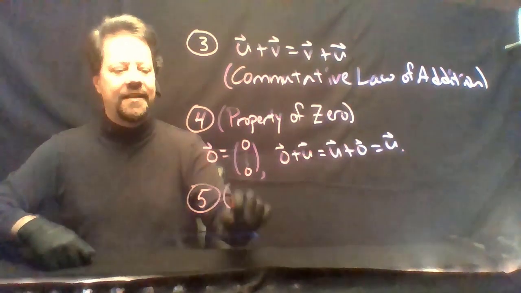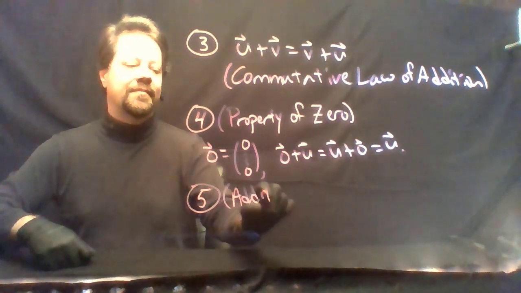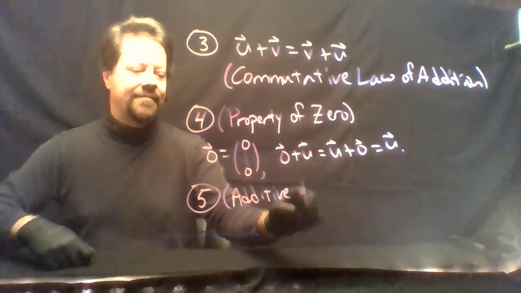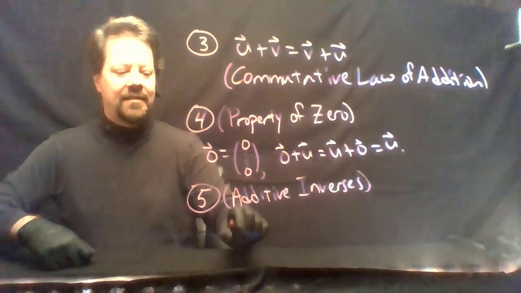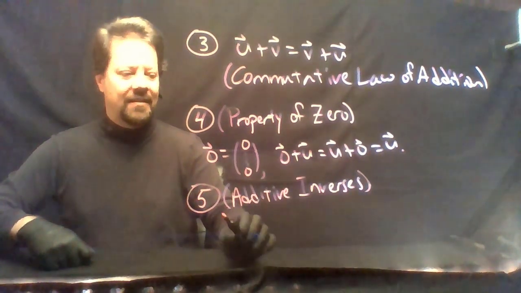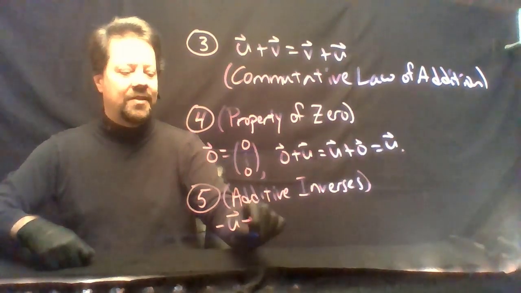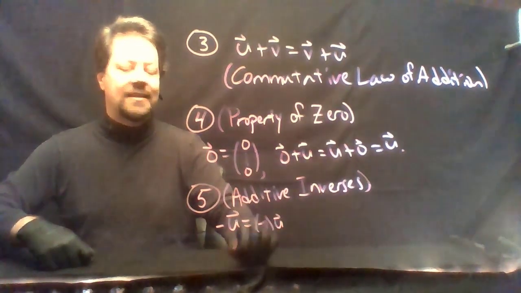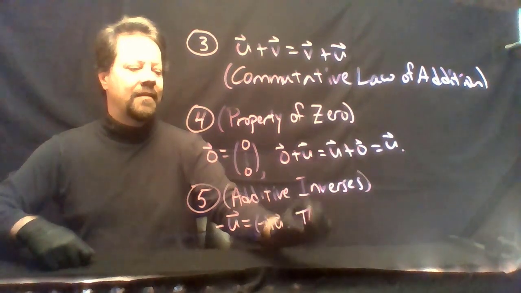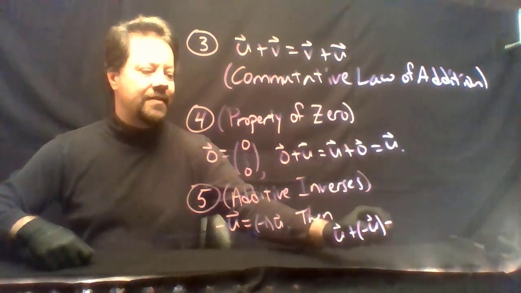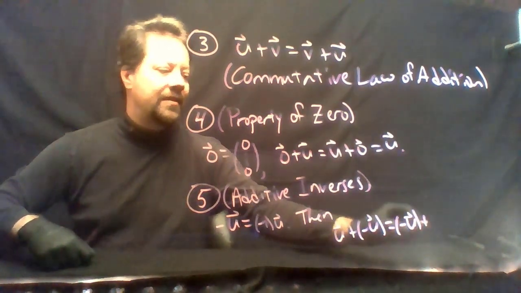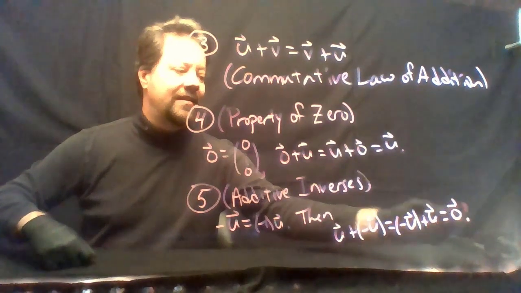Property 5 is the property of additive inverses, negatives. You set negative u equal to -1 times u. Then u plus its additive inverse is the same thing as the additive inverse plus u, and that is the zero vector. That ends the purely additive properties.